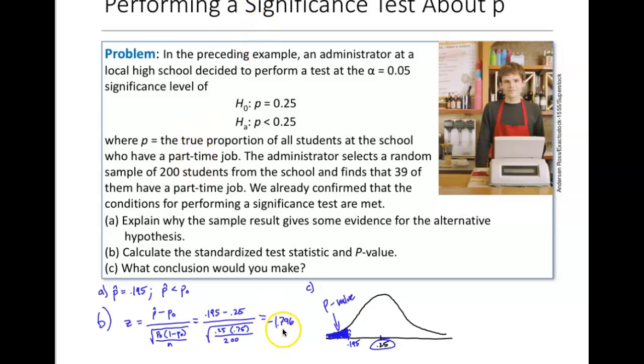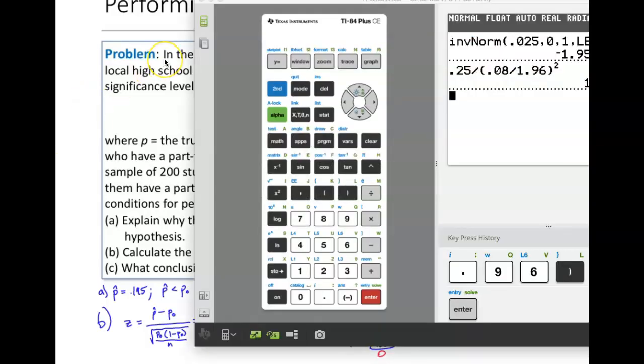What I did just now is just convert it to a z-score so that now I can look at it in terms of the standard normal distribution. And so that's just the normal distribution that has a mean of 0 and a standard deviation of 1. And so if I want to do this in my calculator, all right.